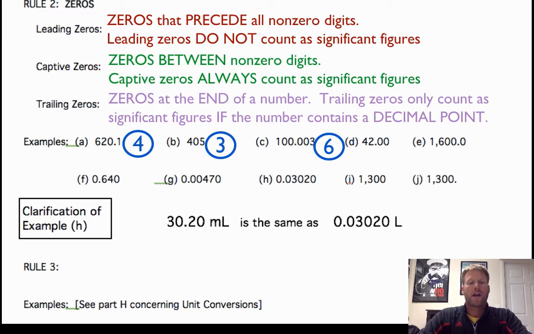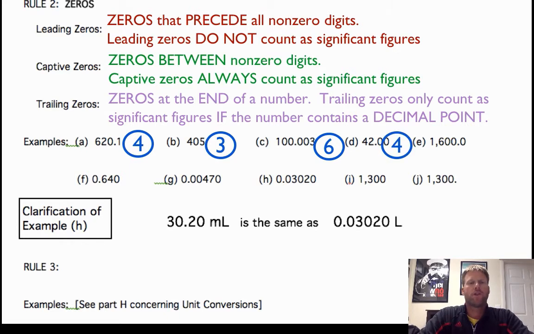The zeros are at the end of the number, so they are trailing zeros. Remember, trailing zeros only count if the number has a decimal. So in this case, the trailing zeros count because the value has a decimal point. This number has 4 sig figs.